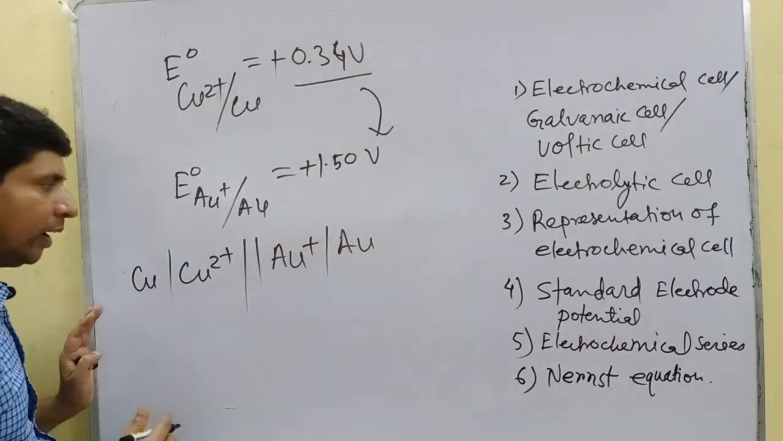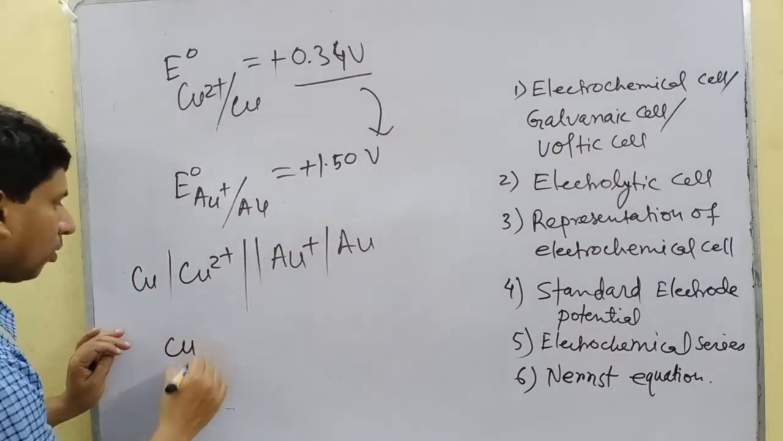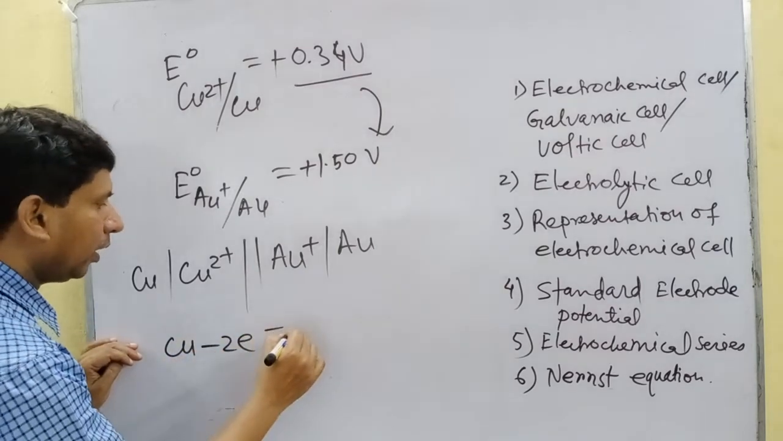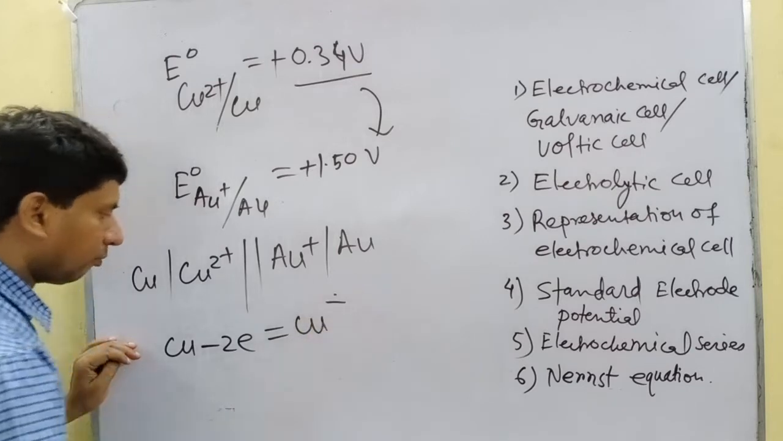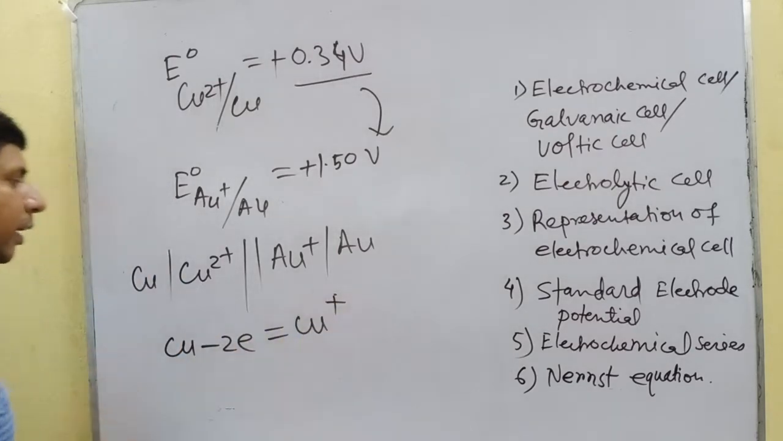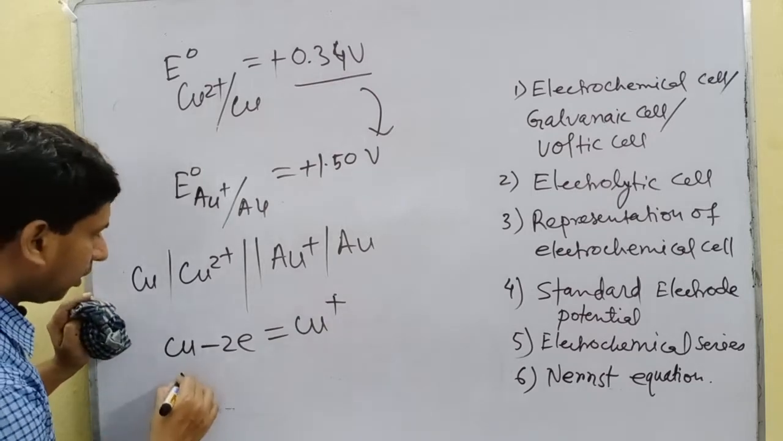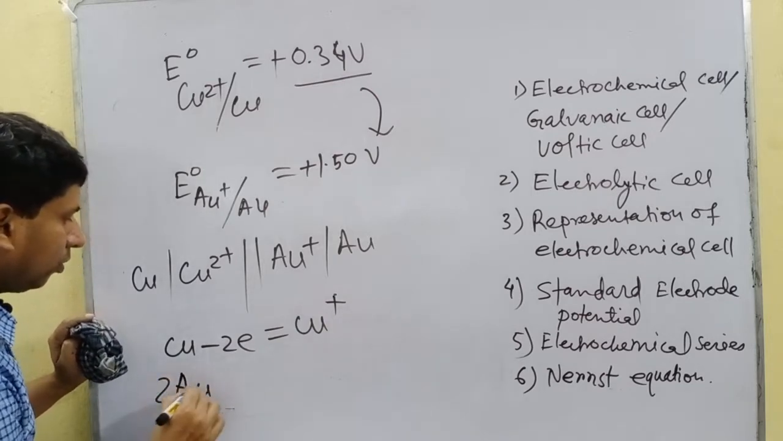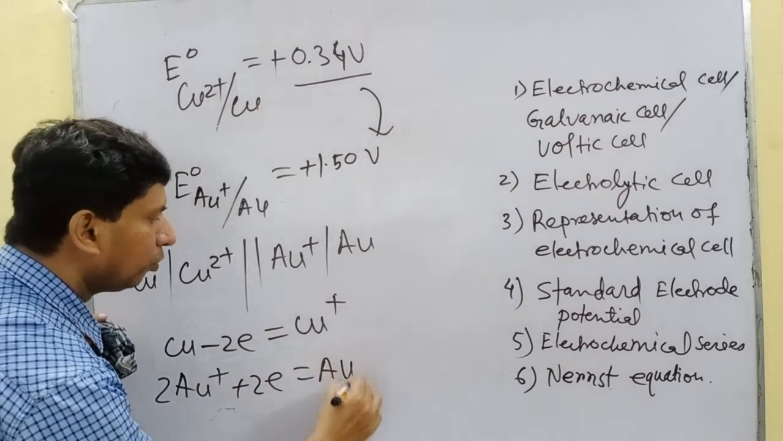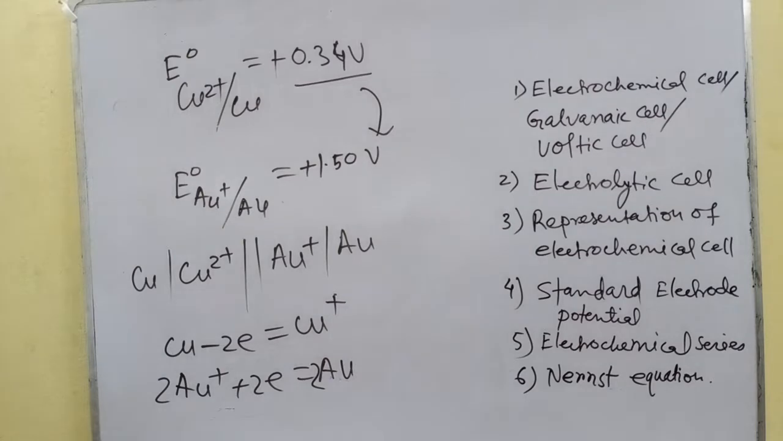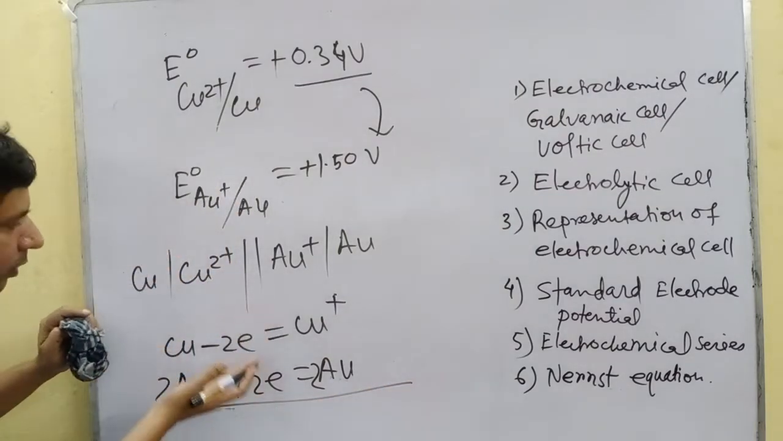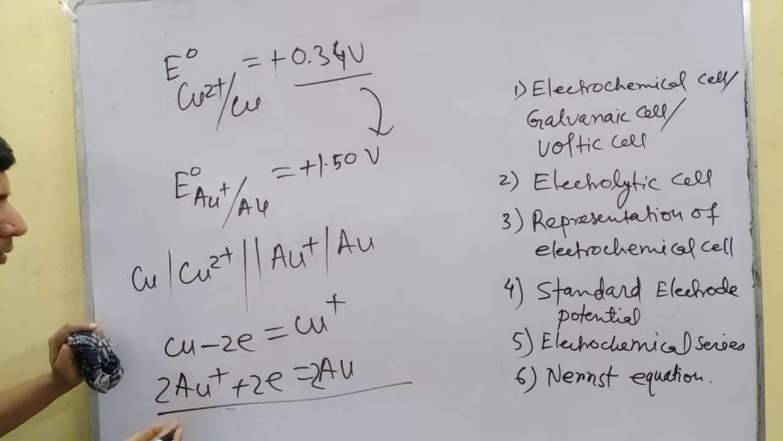Between these two reactions, copper minus 2 electrons equals copper 2 plus, then 2Au plus plus 2 electrons equals 2Au. This is the full reaction. This is the oxidation half reaction, and this is the reduction half reaction.